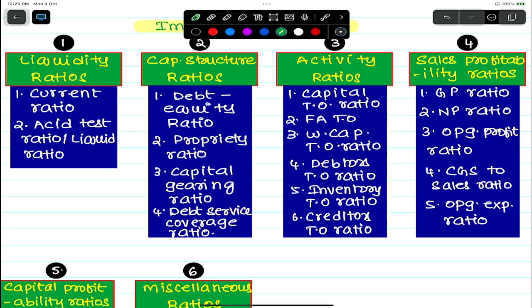First three completed: liquidity, capital structure and activity. Two completed, the first two. It is operating, not opening. Operating profit. Space constraint is there for me, that's why I have written like that. OPG means operating. CGS means cost of goods sold. Meaning you will see in costing. No problem, I will explain here also again.